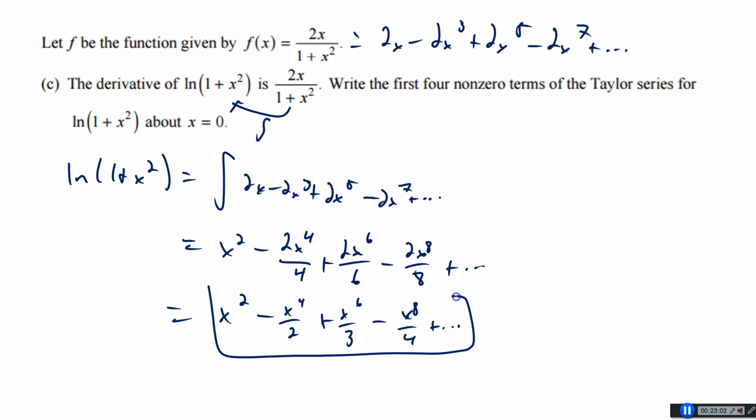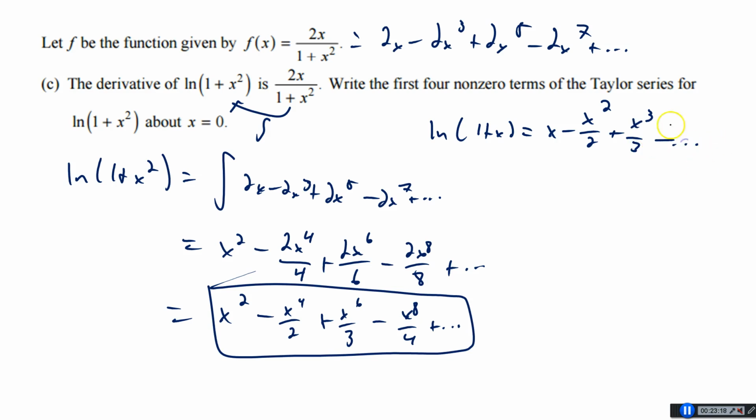There it is. Cool. You also might notice that one of our building blocks was ln of 1 plus x. That was x minus x squared over 2 plus x to the 3rd over 3, etc. If you just replace all the x's with x squareds, you end up with this series. Nice.